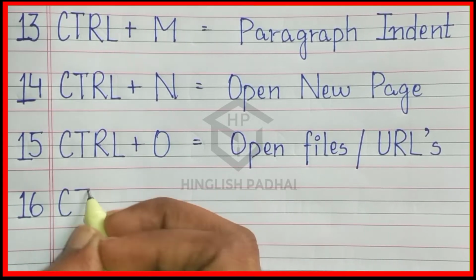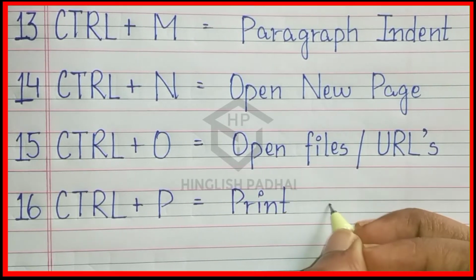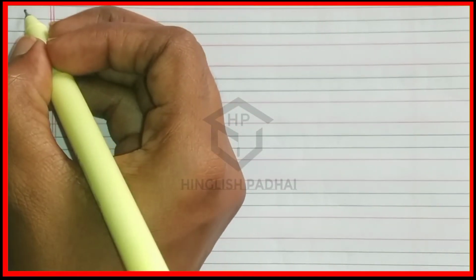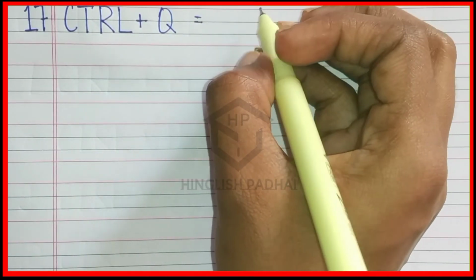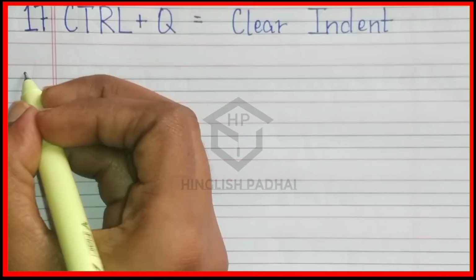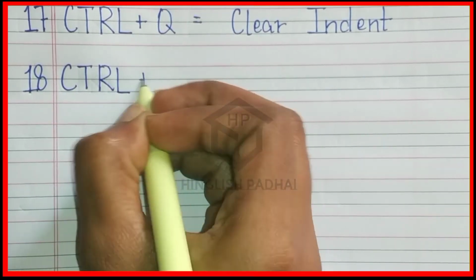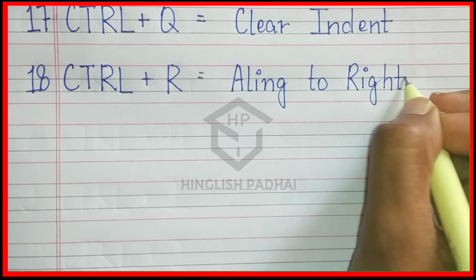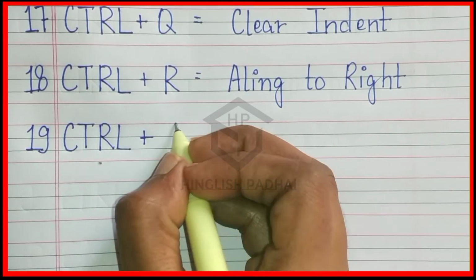16th, Ctrl+P is equals to print document. 17th, Ctrl+Q is equals to clear indent. 18th, Ctrl+R align to right. 19th, Ctrl+S is equals to save.